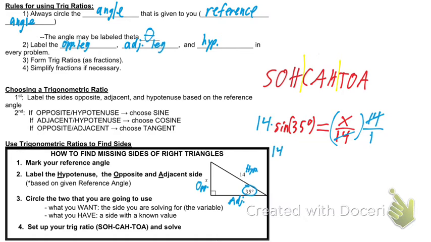So we have 14 times the sine of 35 degrees is equal to x. Now, I heard the question, how do we do that? Well, what you can't do is take 14 times 35. Can't do it. That's not what it's asking us to do here. It's not saying multiply 14 and 35. It's taking 14 times the sine of 35.